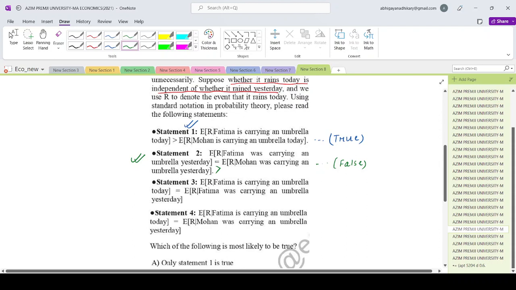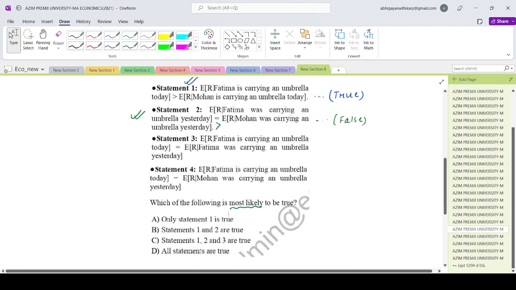So I'm basically trying to look at the options over here and match them, because the question says which of the following is most likely to be true, since depending upon a lot of values and ideas, these things might change. So I'm just taking a look at the options and trying to figure out which one would be more appropriate. So if statement 1 is true, then statement 2 cannot be true.